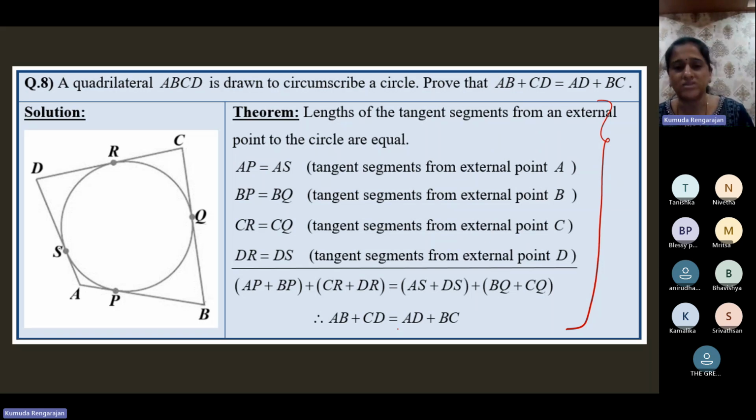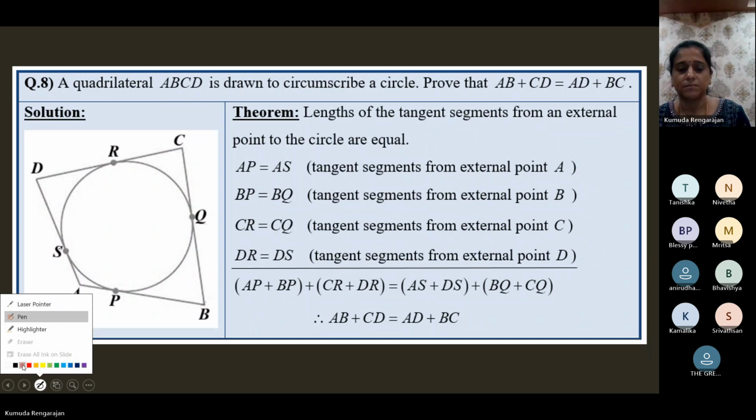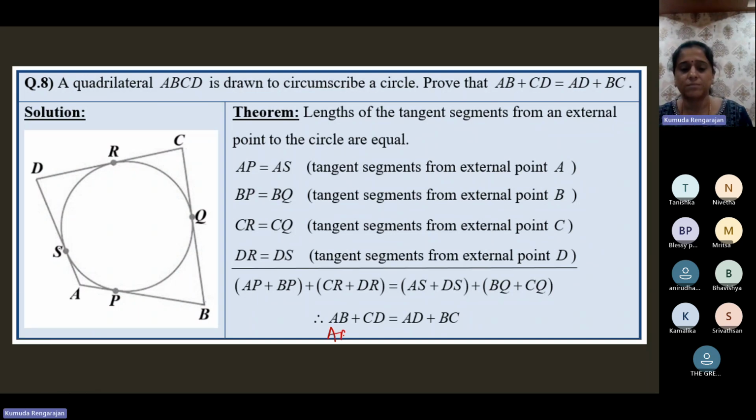In a parallelogram, opposite sides are equal. So AB and CD, they're opposite sides, but they're equal. So you can write CD as AB itself. AB plus AB is equal to, again, AD and BC are opposite sides and they're equal in a parallelogram, so you can write AD plus AD. So twice AB is equal to twice AD. So you get AB is equal to AD.